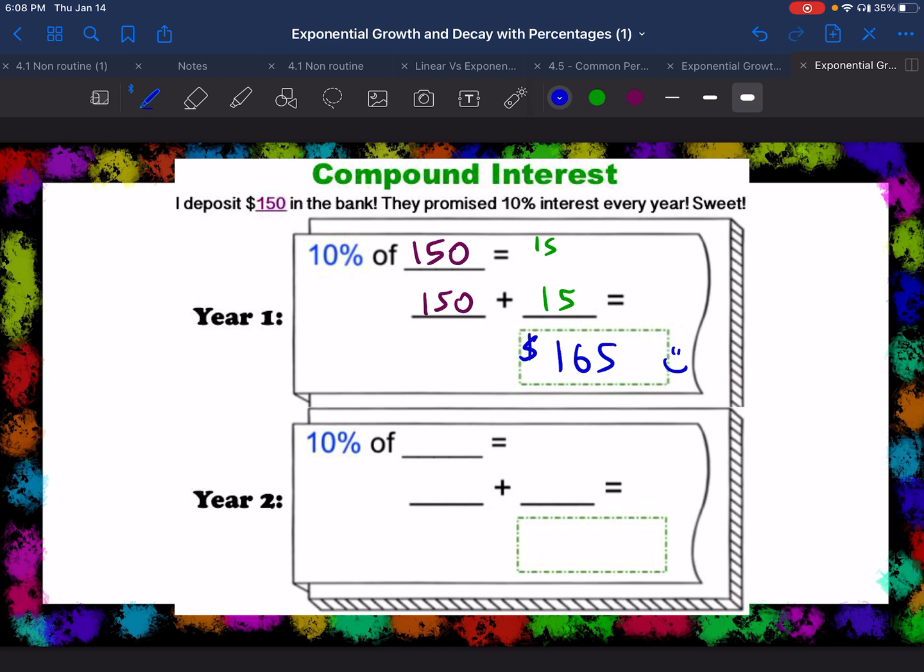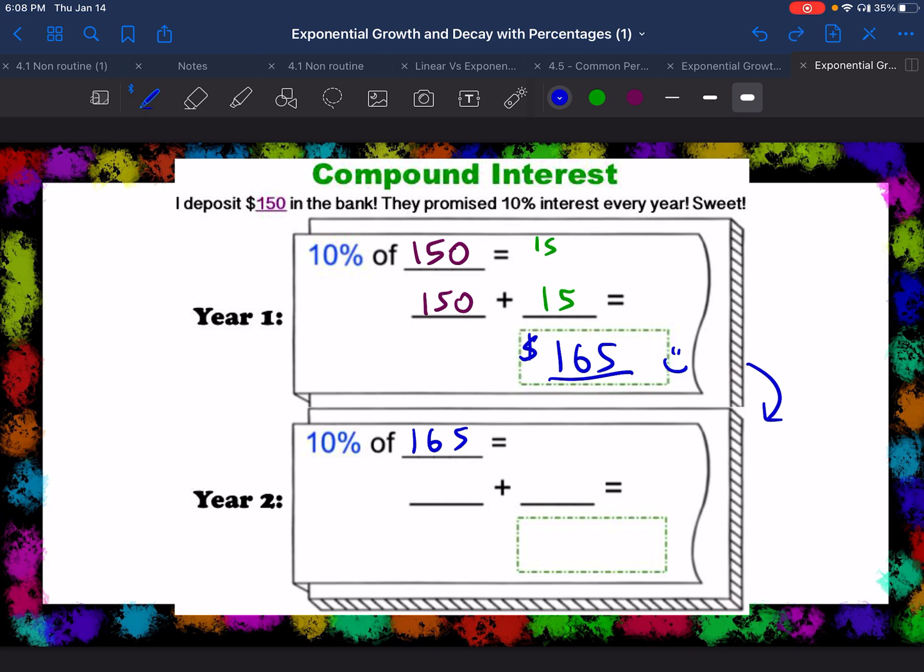That's awesome. I'm going to go ahead and calculate how much I get the second year. How much am I starting with in year 2? I'm starting with my new total, which is 165. I don't go back down to 150. I'm going to calculate 10% of 165. What is 10% of 165?